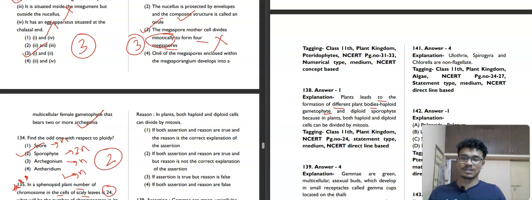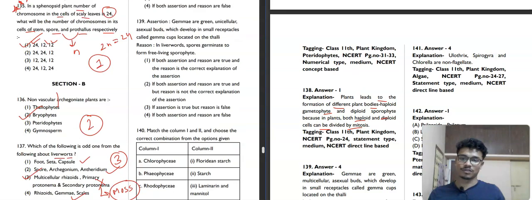Now the reason, what it is saying: in plants, both haploid and diploid cells can divide by mitosis. So both haploid and diploid cells can divide by mitosis. That's why both assertion and reason are true, and the reason is the correct explanation of the assertion. If we put a 'because' after the assertion, you can just check that.